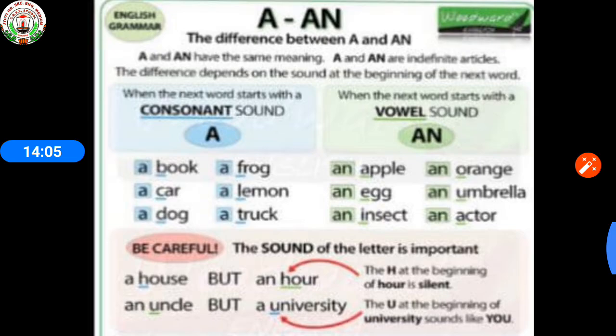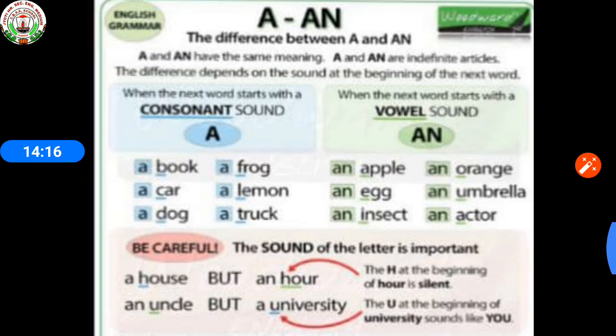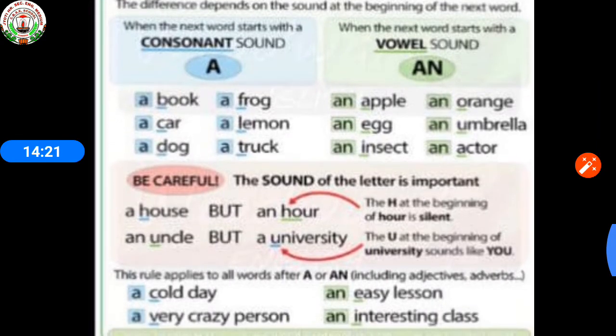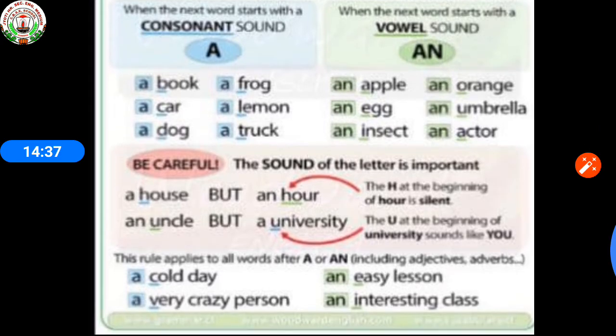So when the next word starts with a consonant sound, we use a. A book, a frog, a car, a lemon, a dog, a truck, etc. But when the next word starts with a vowel sound, at that time we use an. An apple, an orange, an egg, an umbrella, an insect, an actor, etc.